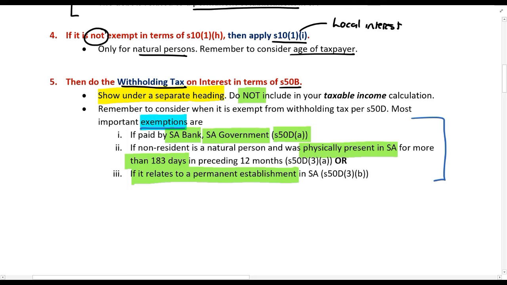So if it's paid by the South African bank or by the South African government, or if the person was in South Africa more than 183 days in the preceding 12 months, or if it relates to a permanent establishment, then it's exempt from withholding tax, and if it's exempt, it means there's no withholding tax. Those are the most important ones there. And we'll now look at a little next example.